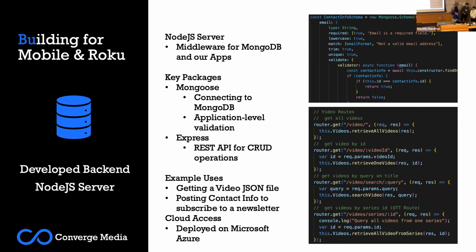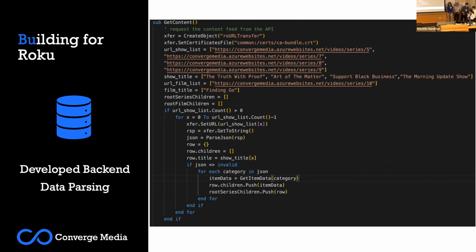And additionally, we deployed this on Microsoft Azure so that both teams can use this app server. And here is a little sample snippet of code for how the OTT team is able to access this data as well. Up where you see URL show list shows kind of the main entry point in which this data is fed through. It basically is just the URL.